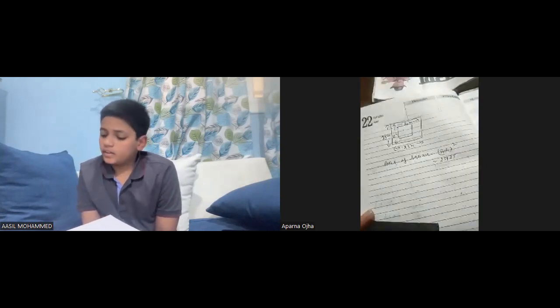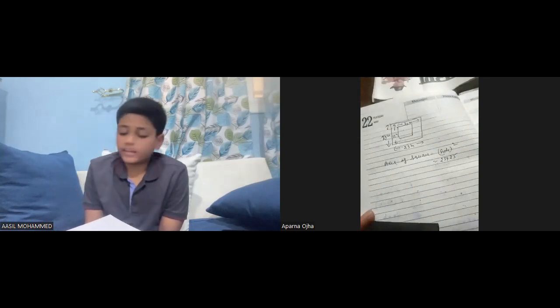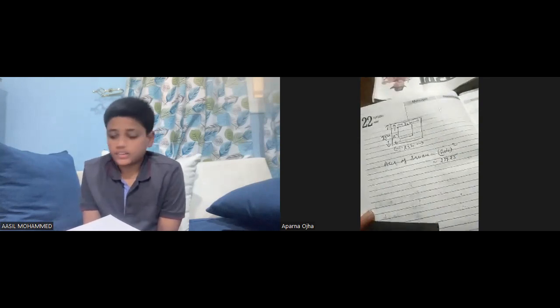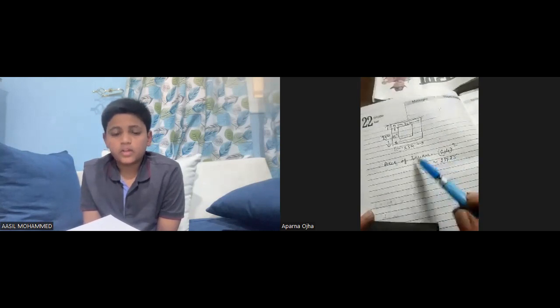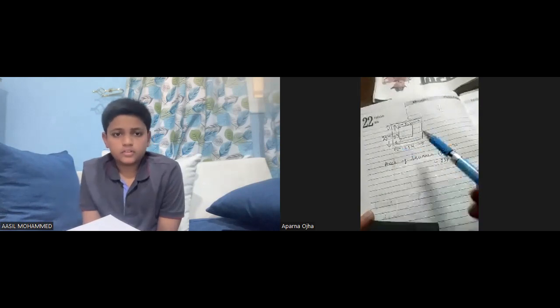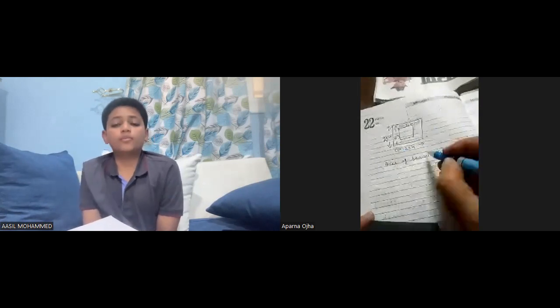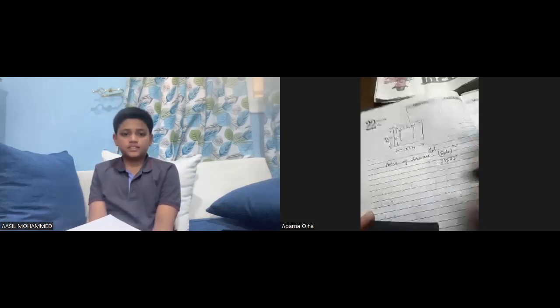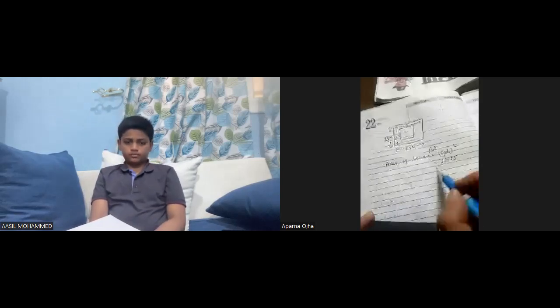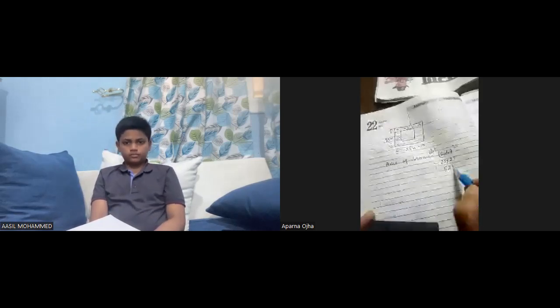625. This is the area of the plot, not the garden. The area of the garden will be what you get when you subtract it. The area of the square plot is 625 square meter.